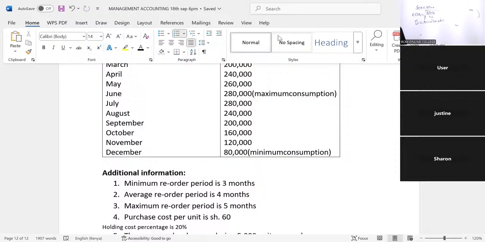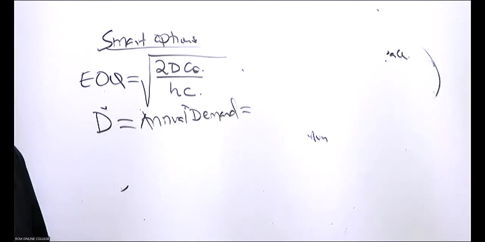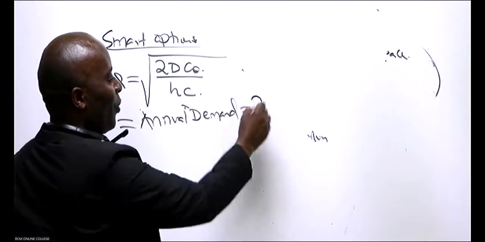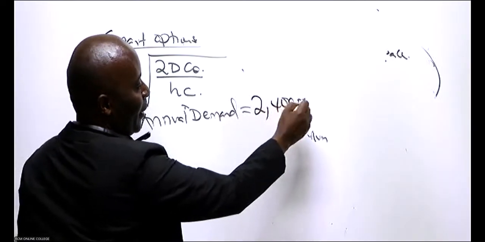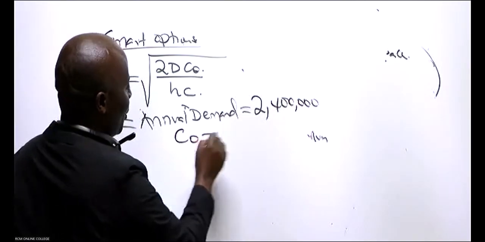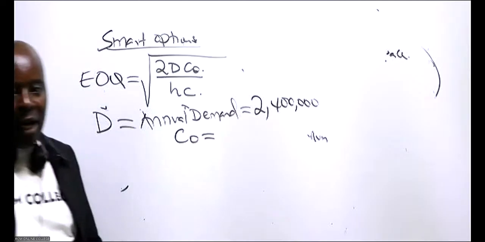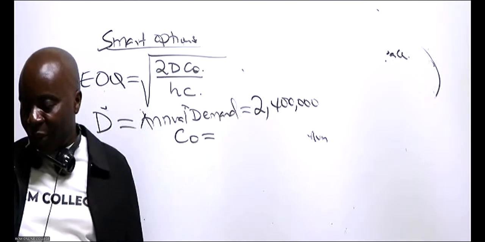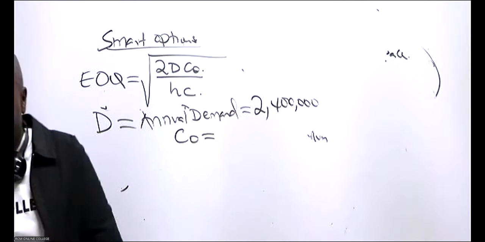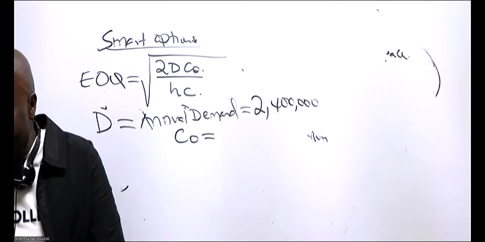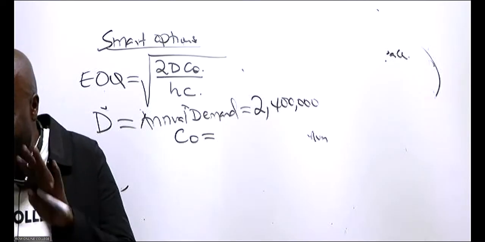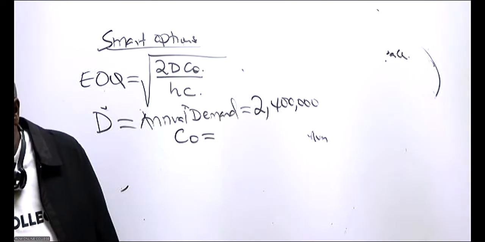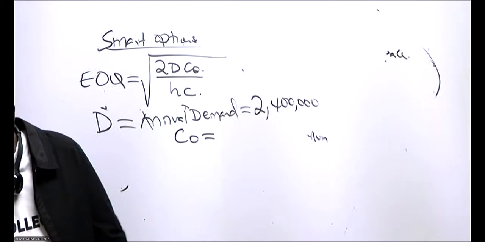So there is a good student here who is telling me, Mwalimu, annual demand, I can remember it. They are telling me that it was 2.4 million. Isn't it? So in this question, have they given me the cost per order? Read the notes. Tell me whether you're able to see the cost per order. 40, yeah? Great. Easy.